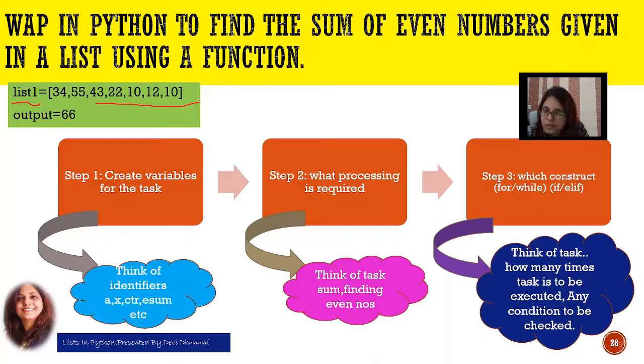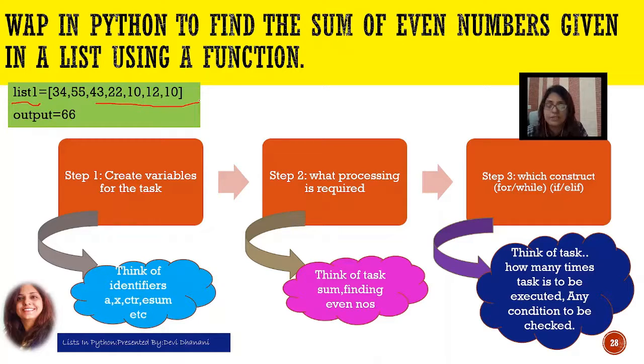So to write a program, the first and foremost thing is that you need to create variables. You need to first think of the identifiers where all the data is going to be stored. The second step is what processing is required.